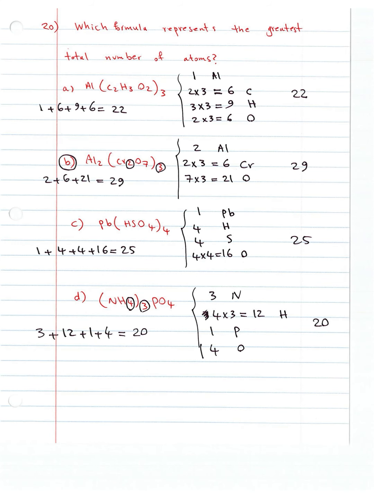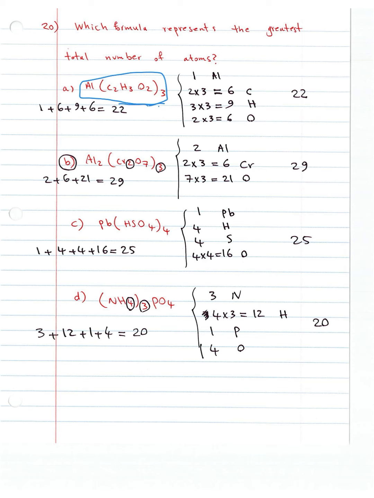Which formula represents the greatest number of atoms? So it's the same as finding moles when you want to count number of atoms. If you have one unit, for an ionic compound, each of them is one unit, and for a molecular compound, we just call them one molecule.